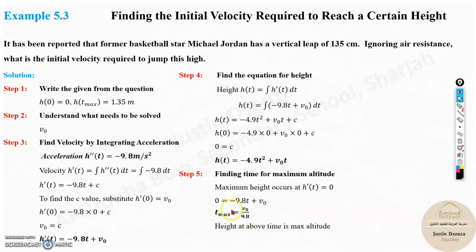Now, the height at about this time is always maximum altitude. Now, over here, this was the maximum altitude, isn't it? Look over here, T max is V naught by 9.8. So instead of h of T max, we'll write h of V naught by 9.8 because this was the maximum height it jumped. So this is a maximum altitude and that will occur at this particular time, T max, that is V naught by 9.8. Instead of T, we are substituting this. And now we will solve.